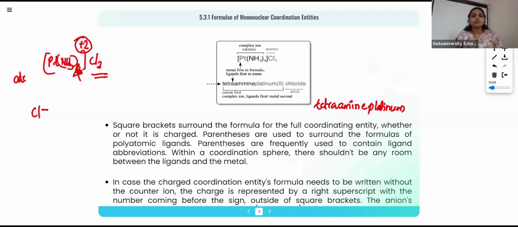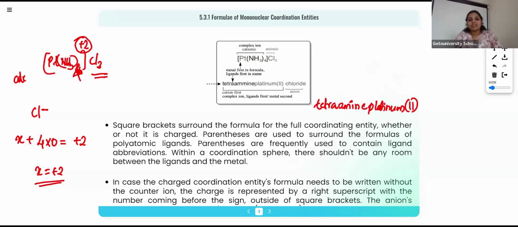Now we have to mention the oxidation state of the metal. We take the metal atom as X. We have to know the charge of ammonia, which is always 0, so 4 ammonia means 4 into 0. That is equal to the total charge of the coordination sphere. Since 2 chlorine is outside, the charge of this complex is +2. So X plus 4 into 0 equals +2, so X equals +2, which means the oxidation state of the metal is +2. We write it in Roman numerals. So tetraamine platinum(II).